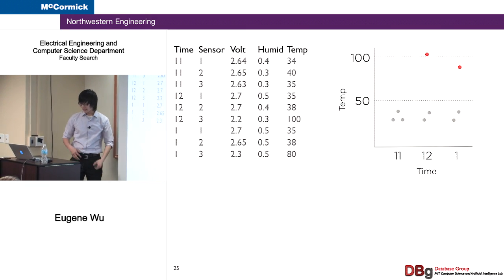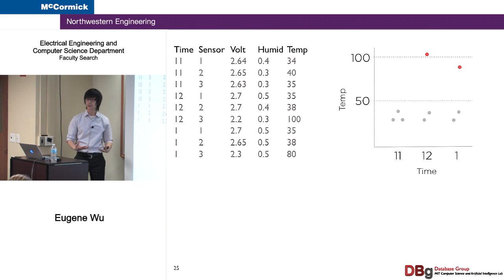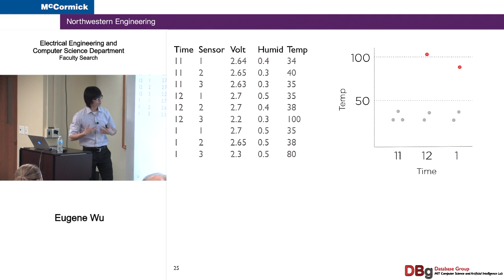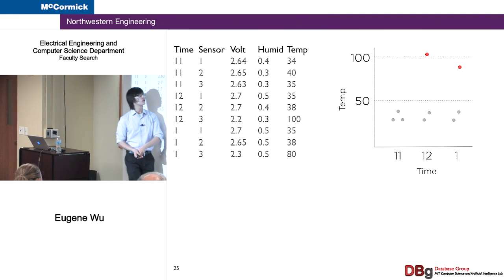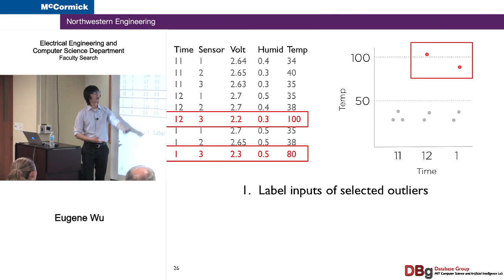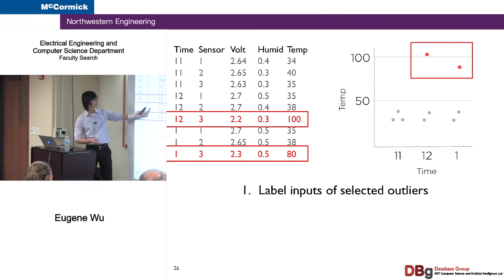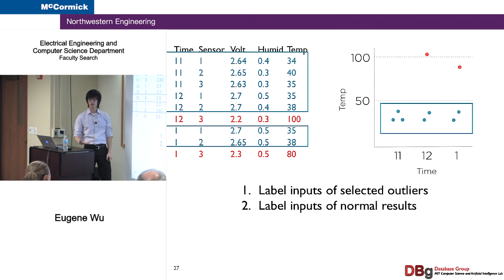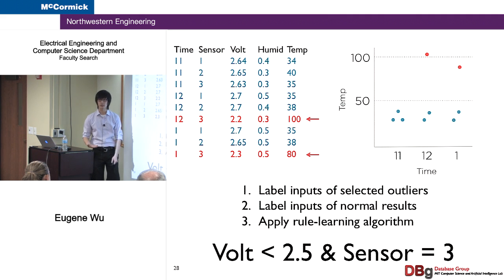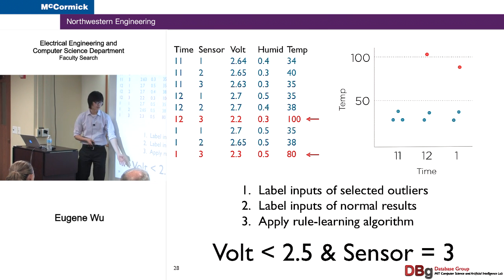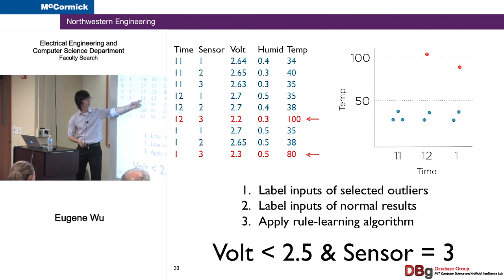Classic anomaly explanation has been well studied. What it says is, if I want to understand what attributes of the data are most correlated with these two, it's relatively straightforward. We would go to the visualization, highlight these two directly, and then look for their input records and label them as bad. We would do the same with the normal outputs, and then apply any kind of rule-based learning algorithm like a decision tree in order to construct a separator. In this case, something like voltage is less than 2.5 and sensor equals 3 would then match what we consider as the outliers.